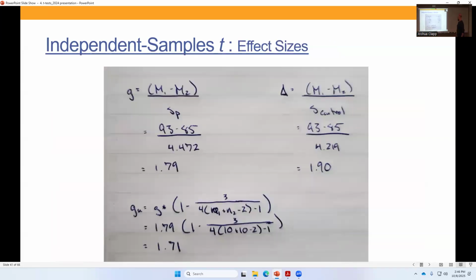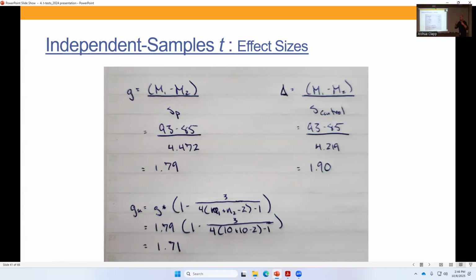All right, so for our effect sizes, we're just calculating a couple different ones here, depending on how you wanted to do it. Here is just calculating Hedges G: my mean difference over my pooled standard deviation. Pooled variance was 20, I take the square root of that, I get 4.472. It gives me my effect size here, which is really, really large.